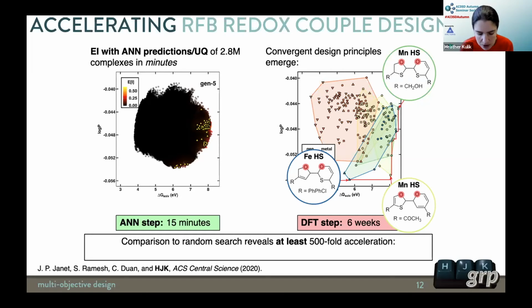And so we could ask ourselves, how much faster is this than just going out and randomly exploring the space? And we see that comparison to random search reveals at least 500-fold acceleration. And so maybe the first time I heard this 500-fold acceleration, I thought, oh, that's not very fast. Anyone can do something 500 times faster these days, until you realize it took us 6 weeks with full throttle DFT to get to that 500-fold acceleration. If you multiply 6 weeks by 500, you get around 5 decades. And so you can realize that this is the difference between having an answer in a month versus not in our lifetimes. And now we're readily extending this approach to catalysis and other challenges where this multi-objective optimization is essential.